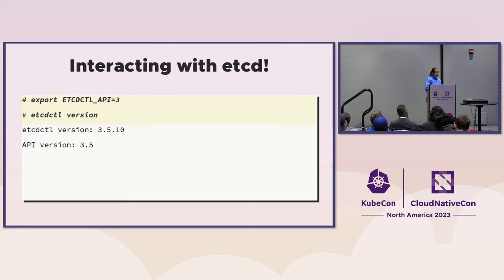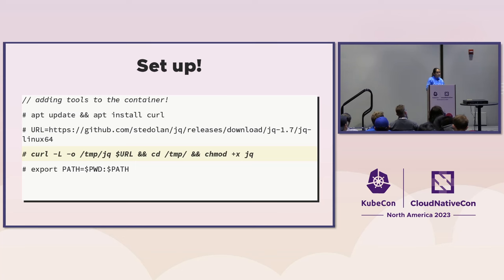We have a command line tool, etcdctl, that we can use to interact with our key value store. Here I'm setting an environment variable called ETCDCTL_API to tell my client that I want to use the brand new version 3 API.